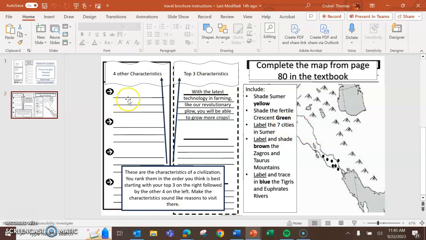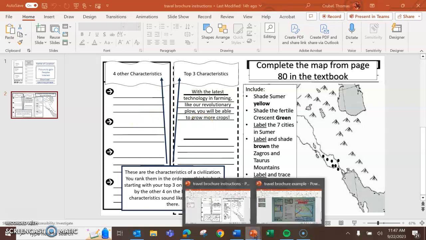This side, this is where you list those 7 characteristics of a civilization that ancient Sumer had. I already had one done for you. My example about technology, because that was one of the first ones that we talked about. They did it for us in our book. So I said, with the latest technology in farming, like our revolutionary plow, you will be able to grow more crops. So these 7 characteristics, make them sound like they're reasons why people would want to visit there. You're trying to sell them on the idea of coming to visit or live in ancient Sumer.